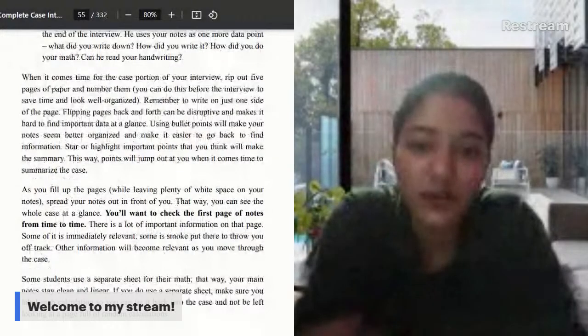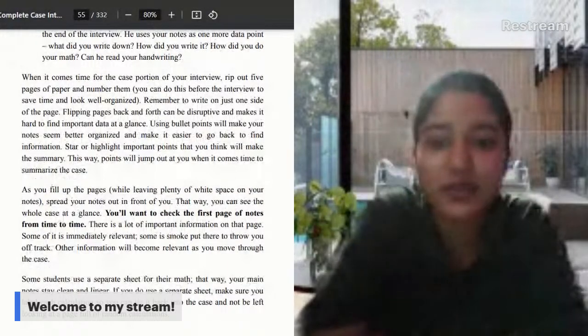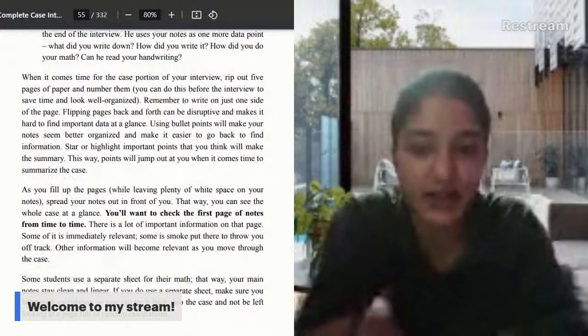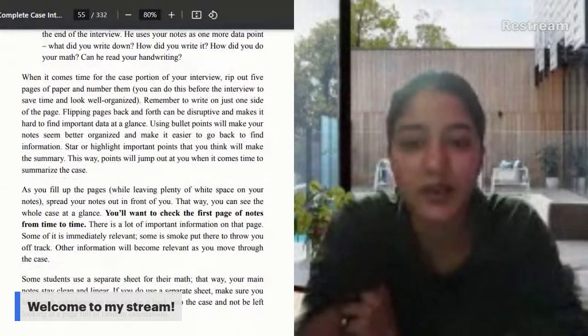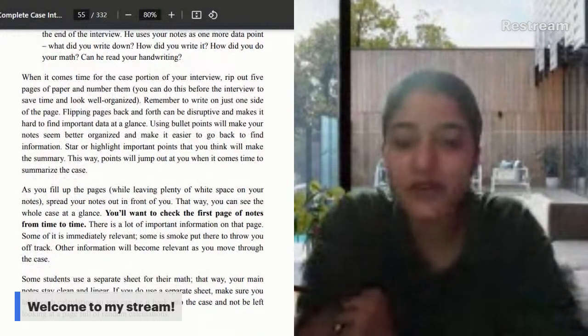When it comes time for the case portion of the interview, rip out 5 pages of paper and number them. You can do this before the interview to save time and look well organized. Remember to write on one side of the page. Flipping pages back and forth can be disruptive and makes it hard to find important data at a glance. Using bullet points will make your notes seem better organized and make it easier to go back to find information. Star or highlight important points that you think will make the summary. This way, points will jump out at you when it comes time to summarize them.